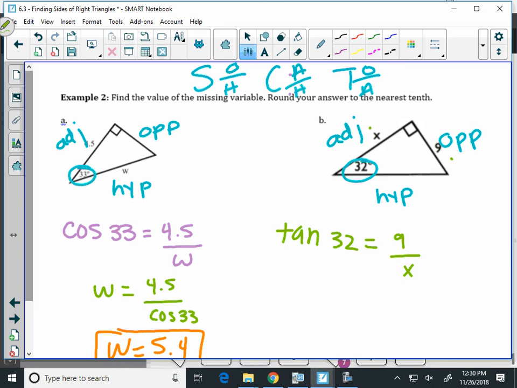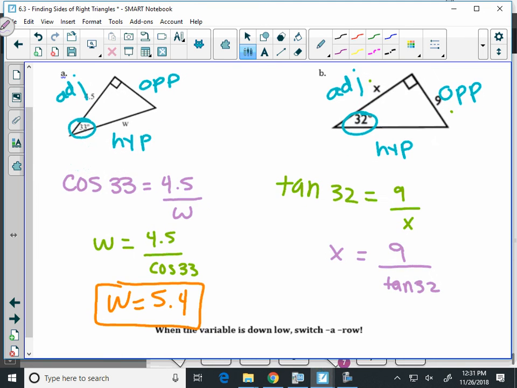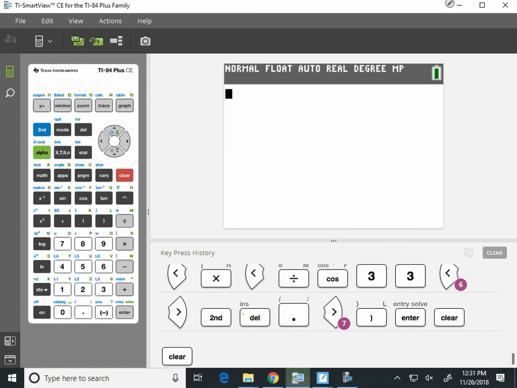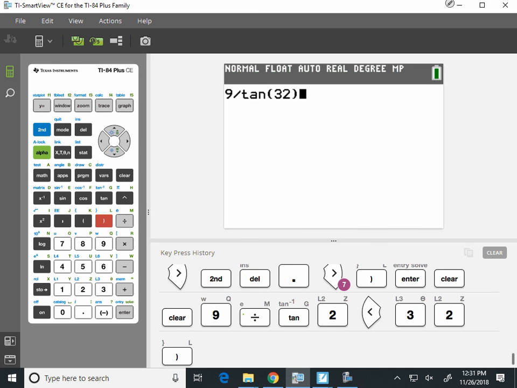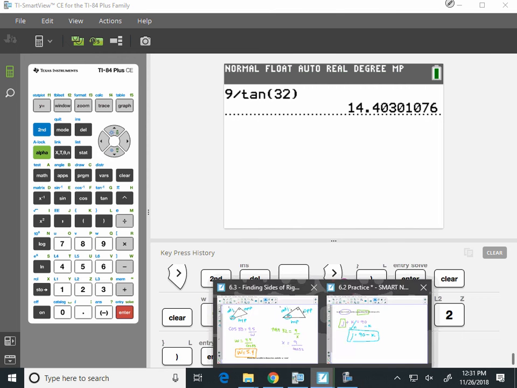And x is down low, so what are we going to do? So the x and the tangent switch. It becomes x equals 9 divided by tangent of 32. And then you plug that in your calculator. So here when you do so, 9 divided by tangent 32 on calculator, and then hit enter. You should get this. Anyone not get that? Okay, so it's 14.4. There's our answer.